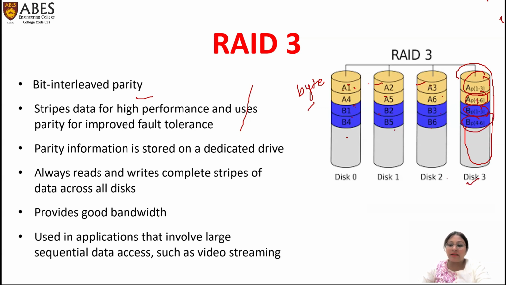The benefit of parity is that if A2 fails, we can recover the data of A2 by calculating it using this parity bit. From the parity, we can recover the data of any disk that gets faulty or damaged. And performance is high because we are striping the data, and fault tolerance is improved because of the parity.